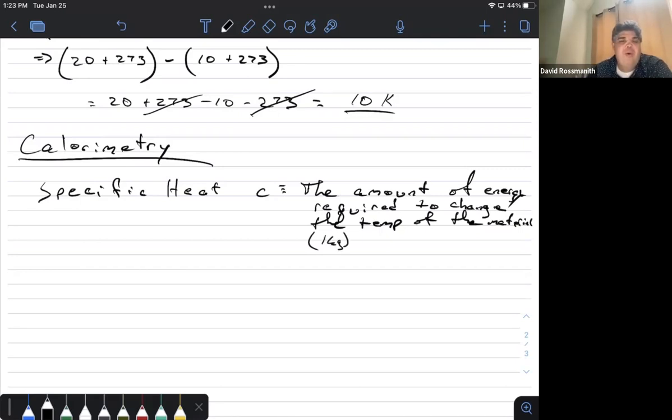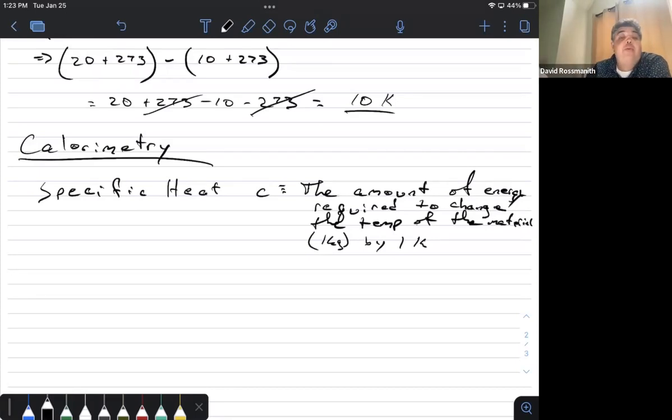So when we talk about things like this, we have to standardize. And so obviously, if you have a whole bunch of the material, it's going to suck a lot more heat than if you have a very little bit of the material. So we say, standardizing everything to 1 kilogram of the material, the amount of energy required to change the temperature of 1 kilogram of the material by 1 Kelvin. Or if you're a chemist, 1 degree Celsius. That's what specific heat is.